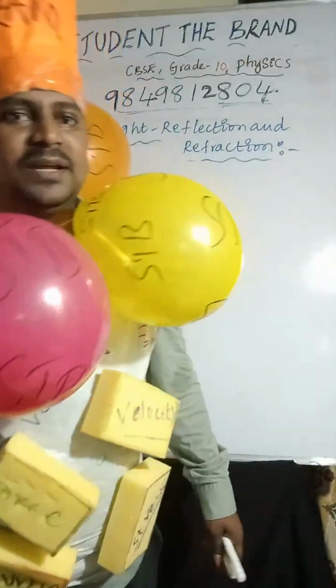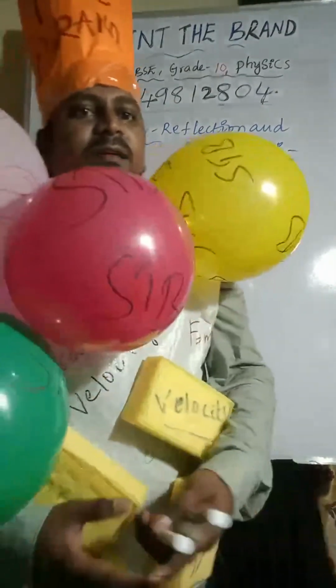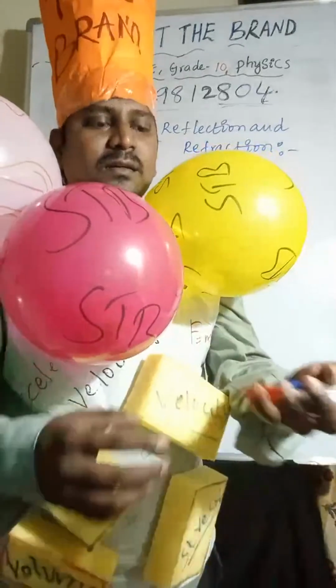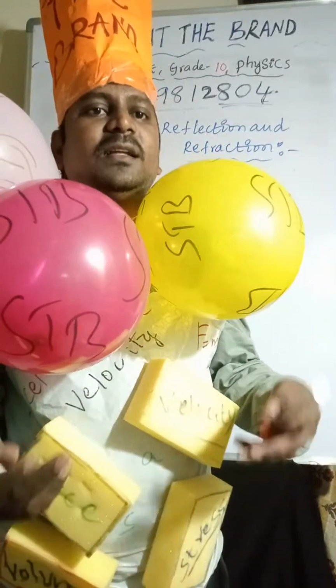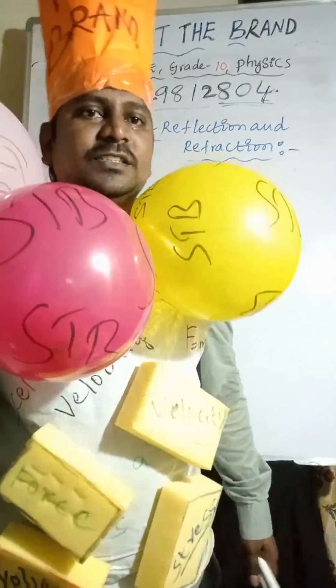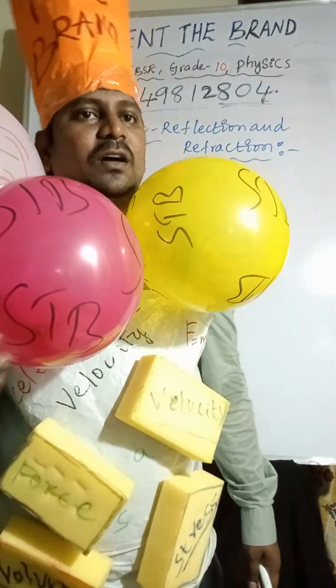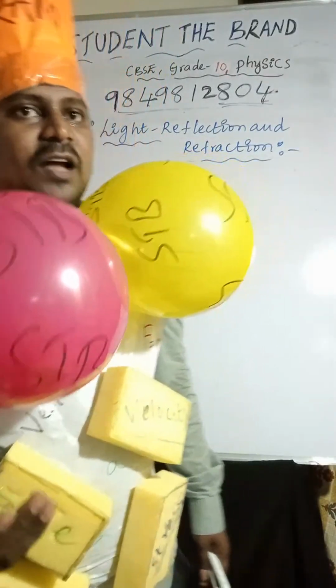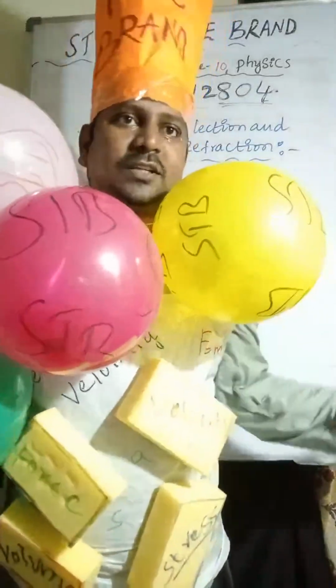Spherical mirrors: the mirror which is in the form of a curved shape is called a spherical mirror. Spherical mirrors are divided into two types, concave mirror and convex mirror. In a concave mirror, reflection takes place inward. In a convex mirror, reflection takes place outward.